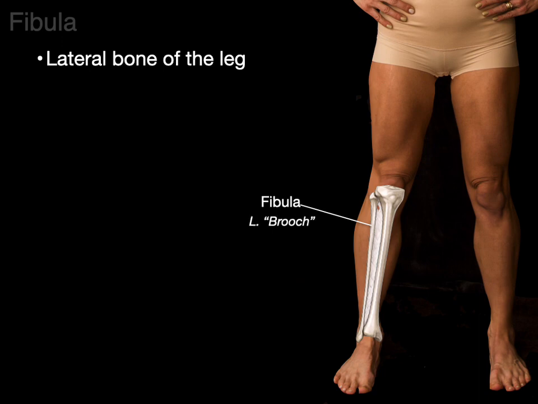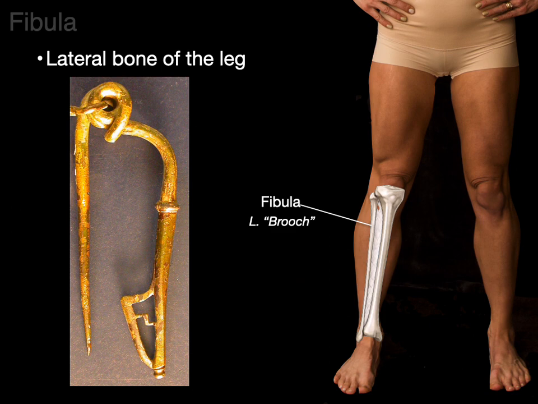Now, the lateral bone of the leg is called the fibula. Now, fibula is Latin for brooch, because if we look at these old-time brooches, it kind of looks like that pin, supporting pin on a brooch.